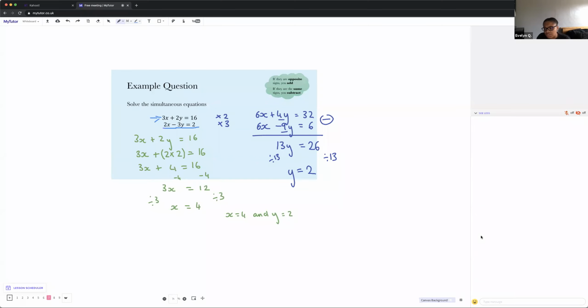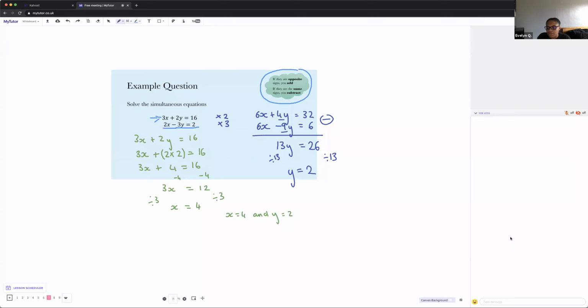Someone asks, did you subtract the equations? Why did you subtract the equations if the signs are opposite? So in this bubble at the top over here, if the signs are opposite, then you add, you don't subtract them. But if they are the same sign, then you subtract them. The whole point is to make sure that you eliminate that letter. So if you've got, let's say 6x minus 6x, that gives me 0. So I've removed my x's. That's the whole point.